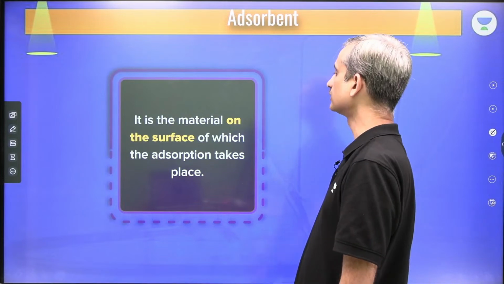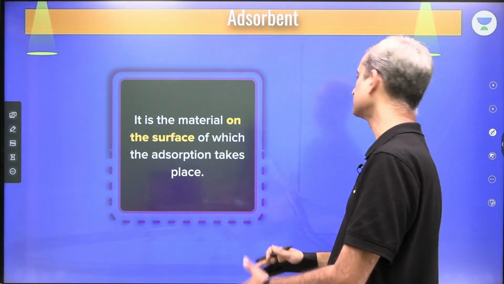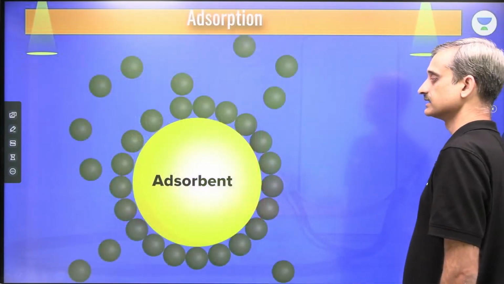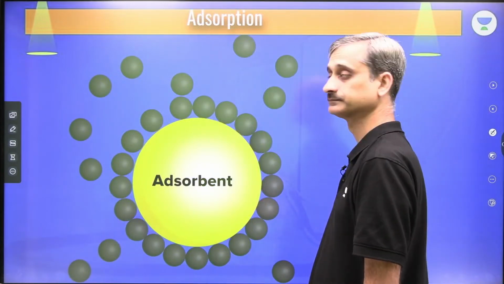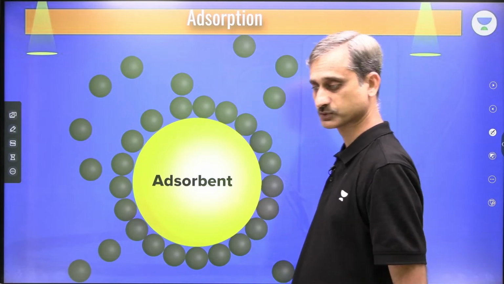The adsorbent is the material on the surface of which the adsorption takes place. In our case, it is the solid. So, here we have the adsorbent on the surface of which adsorption is taking place.